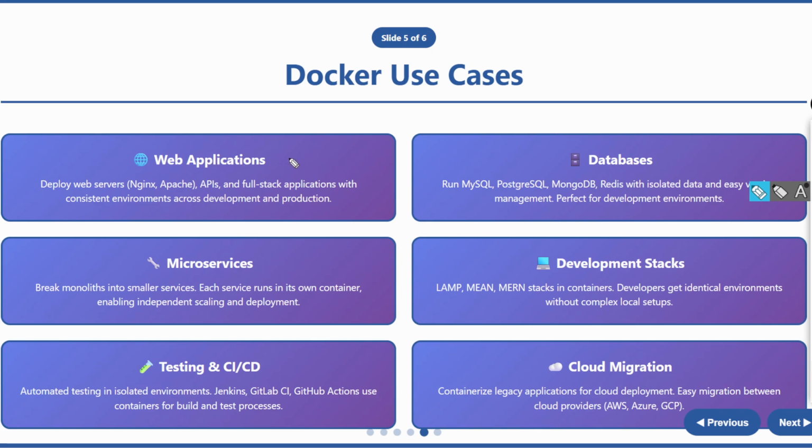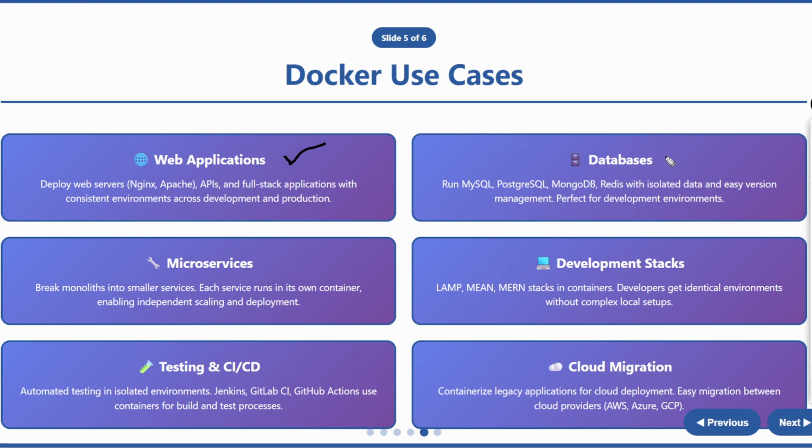So we'll discuss one by one, okay. So basically, Docker for web applications, okay. In a web application, how is Docker helpful? We are going to deploy a web server like nginx or Apache, or APIs, and full stack applications with a consistent environment across development and production, okay. So the web application will be consistent across any phase, okay.